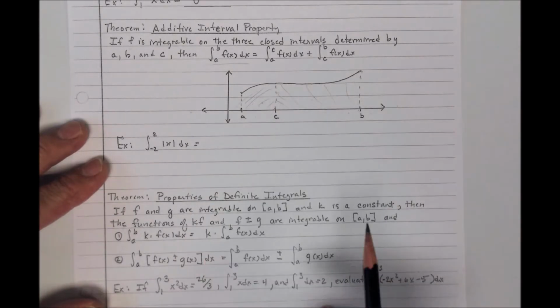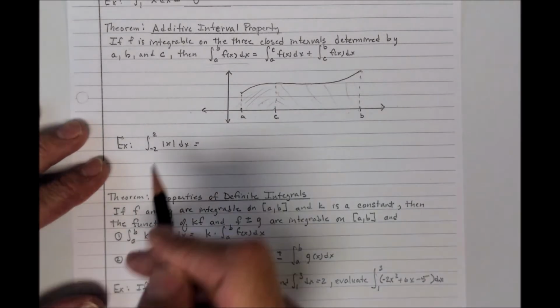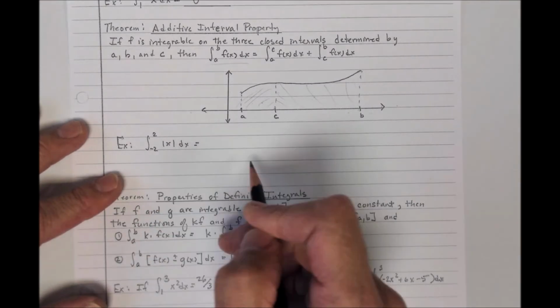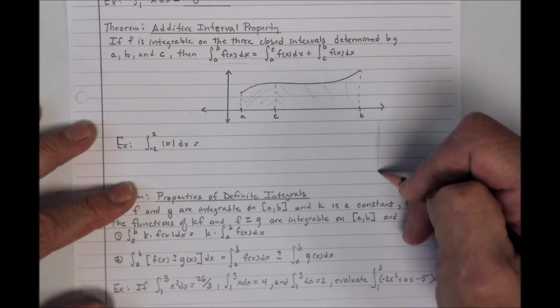And that makes sense because if you take these two parts and add them together, you should get the whole thing. Now this one says, what is the definite integral from -2 to 2 of the absolute value of x dx? I'm going to try to draw this out.